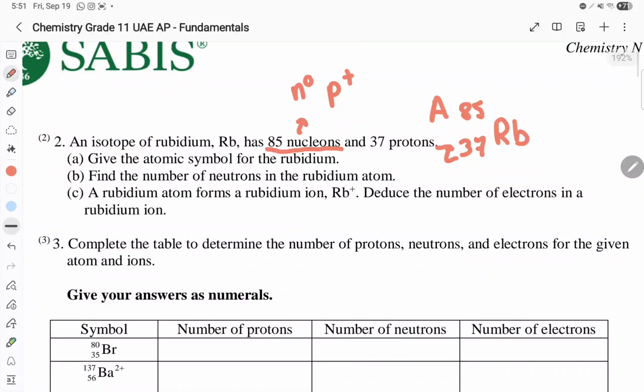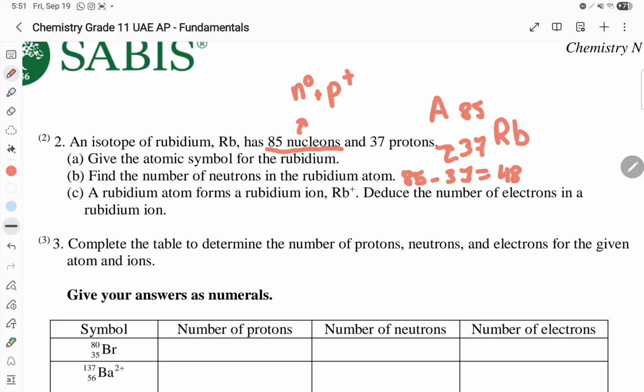This is the atomic symbol. Now give the number of neutrons. It's 85 minus 37 nucleons. So 85 minus 37 equals 48.